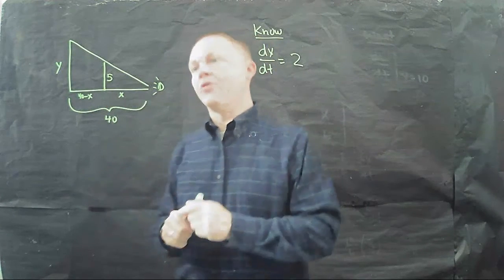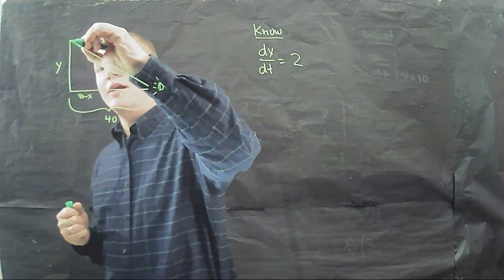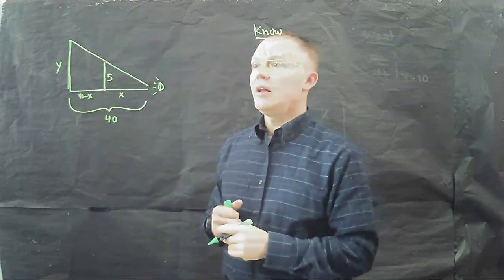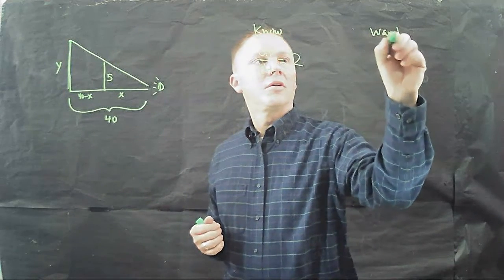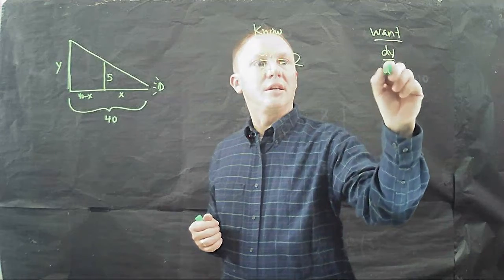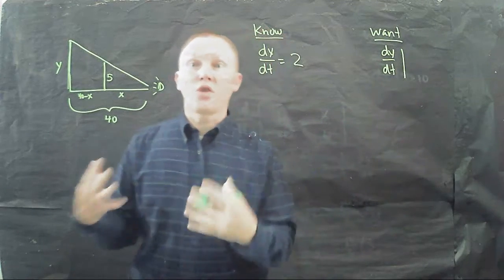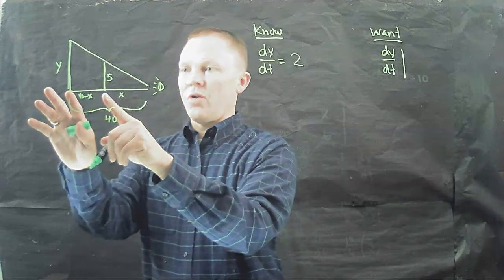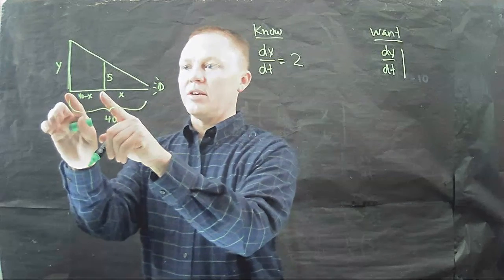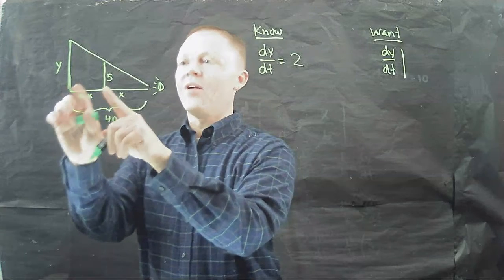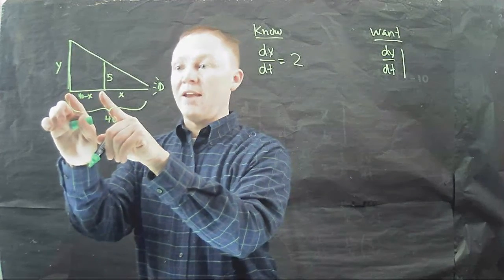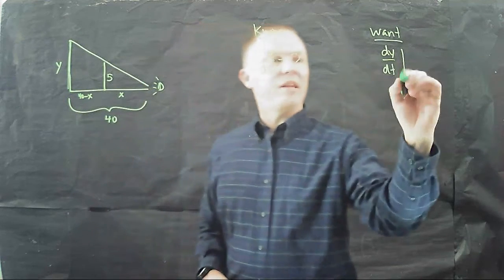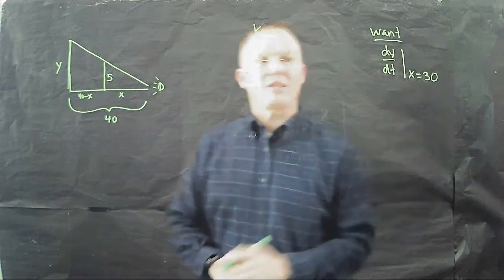And then what are they asking for? His shadow's on the wall, right? And if you think about it, that length right there is his shadow, which I'm going to call y. They're asking for what's dy dt when he's 10 feet from the wall. So we have to do some thinking here. If he's 10 feet from the wall, that means that this distance right here has to be 10, which means this distance right here has to be 30. So it's going to be dy dt when x equals 30.